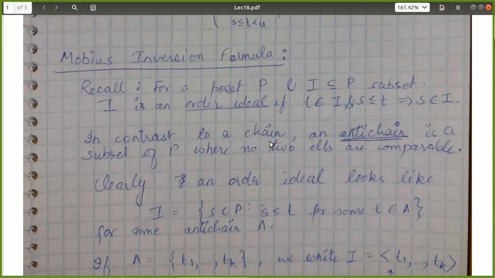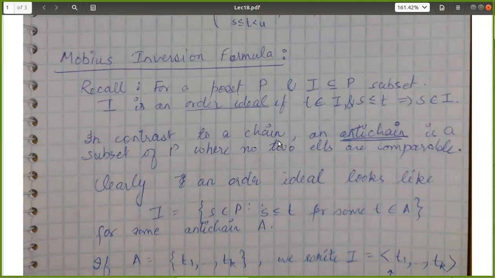I think I did not define the word chain, but a chain just means that you start with an element S0, then S0 less than or equal to S1, less than or equal to S2, less than or equal to S3, and so on, till Sn. So this is a chain. It is a totally ordered subset of a poset. If you pick any two elements, they are comparable. So any such subset of your poset is called a chain.